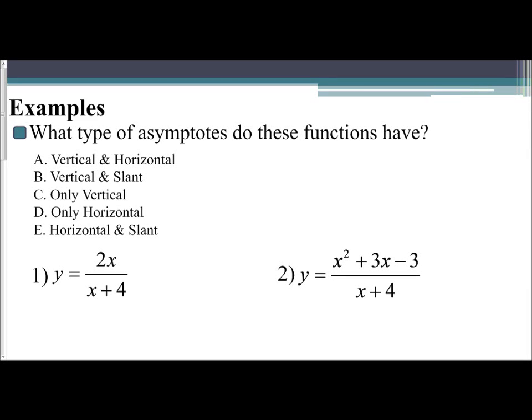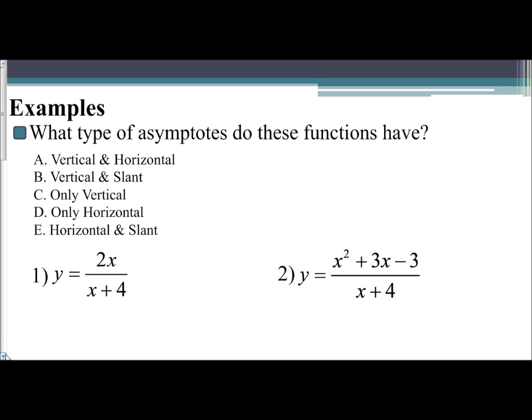In this video, we are going to practice identifying the asymptotes that rational functions have. This will help develop our skill with identifying whether we have a vertical, horizontal, or slant asymptote. So we are asked what type of asymptotes do these functions have, and we're given our choices, either vertical and horizontal, vertical and slant, only vertical, only horizontal, or horizontal and slant.